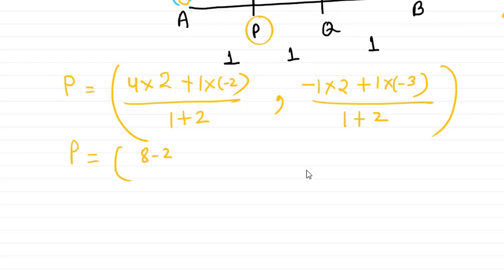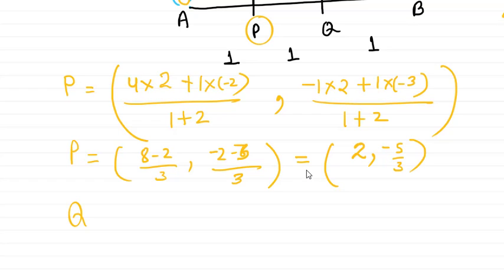So we get 8 minus 2 by 3 and here we'll get minus 2 minus 3 by 3. So the coordinates of P will be 6 by 3, that is 2, and minus 5 by 3.